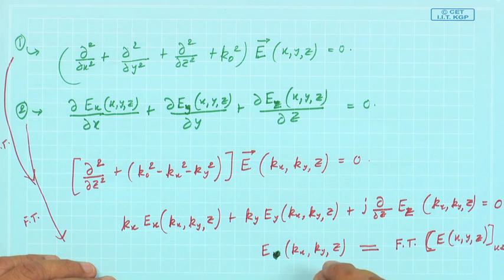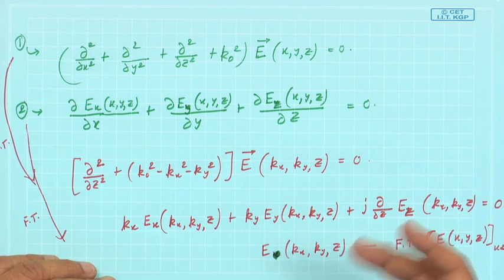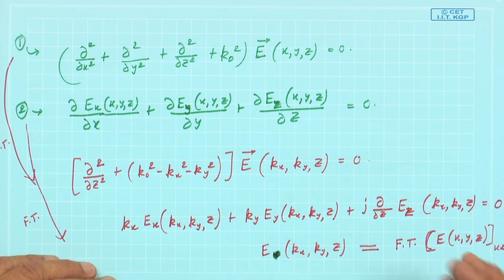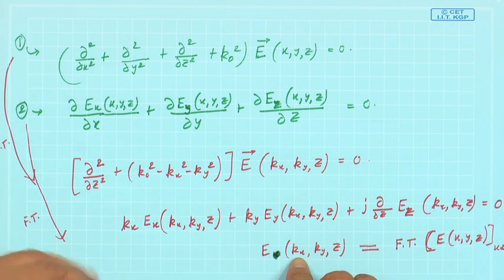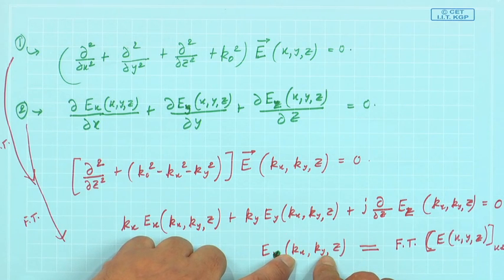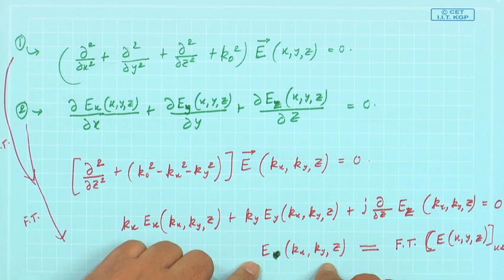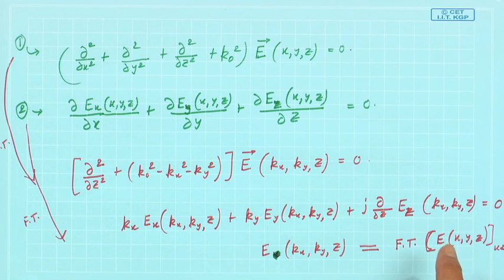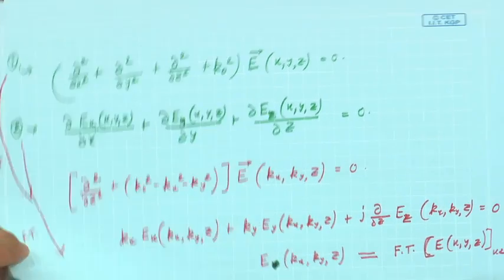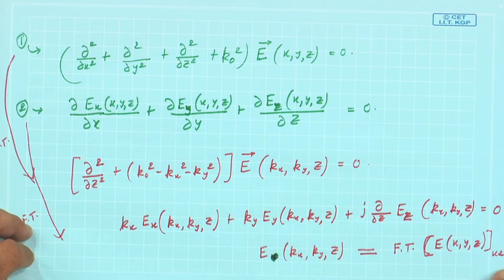You will have to remember that E x y z and E k x k y z are not the same functions, only the argument is changing. If we use other notations, that will get complicated. That is why we keep the same notation, but you have to understand that by the presence of k x k y, it is the Fourier transform. It is not the same function as E. This is for notational simplicity. Okay? So, we have got these two things.